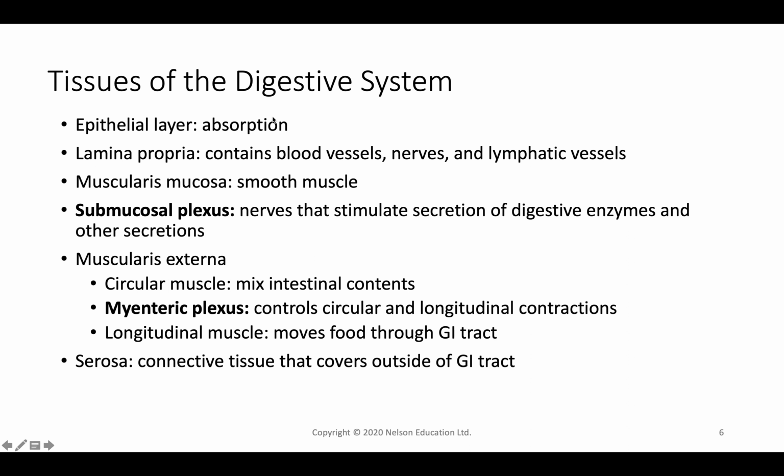The epithelial layer is going to function in absorption. The lamina propria is going to be our vasculature, our nervous system, and our lymphatic tissue. We haven't talked about lymphatic tissue yet, but lymphatic tissue is going to serve to pick up extra fluid that didn't quite make it back into the blood supply and run it past what we call lymph nodes to help to be able to fight any sort of foreign invaders.